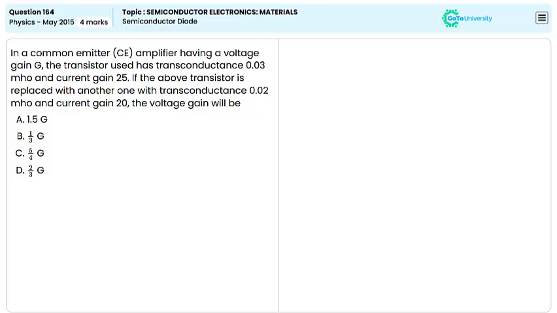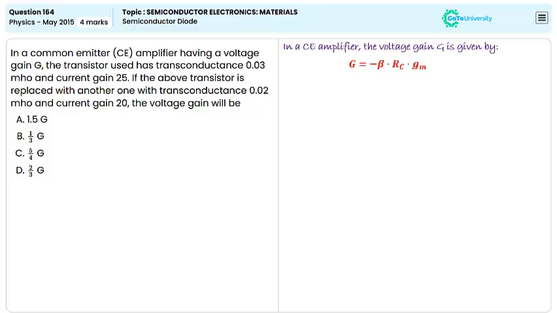A common emitter amplifier has the voltage gain G. The transistor used has transconductance 0.03 mho and current gain 25. If the above transistor is replaced with another one with transconductance 0.02 mho and current gain 20, what will be the voltage gain?